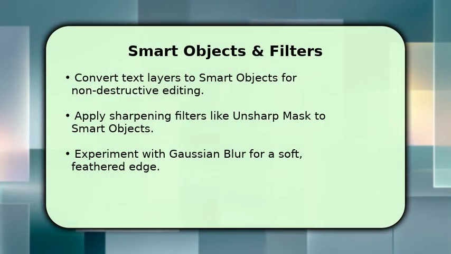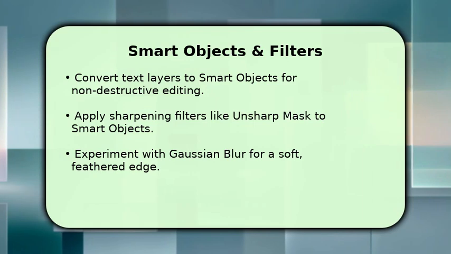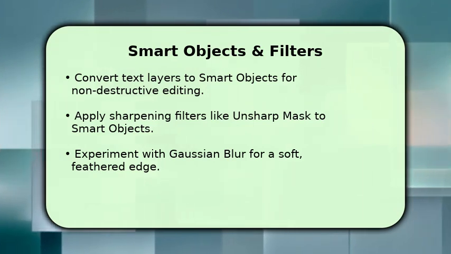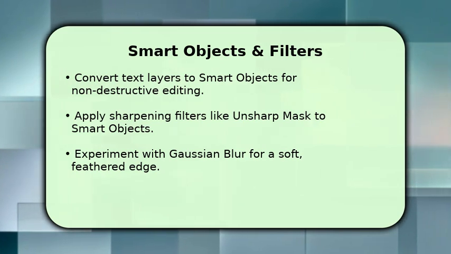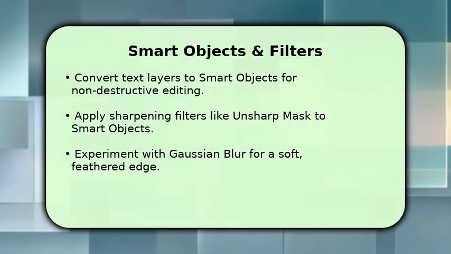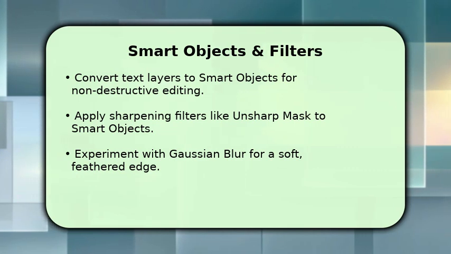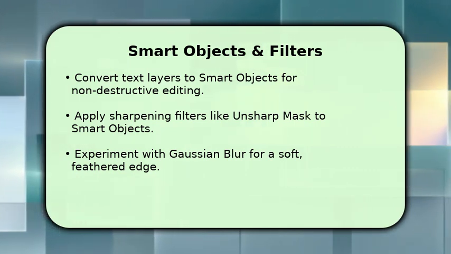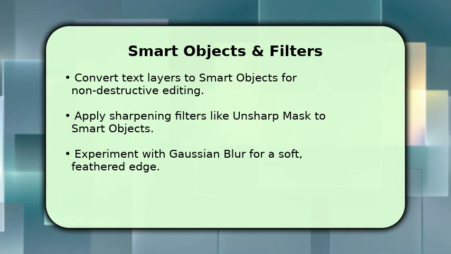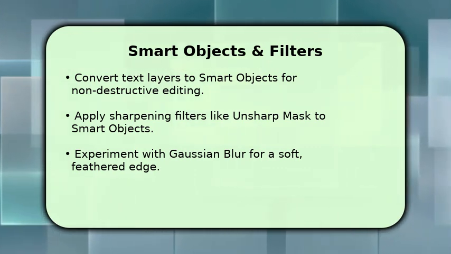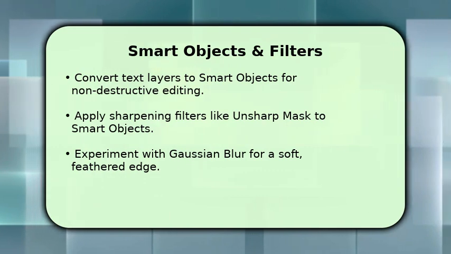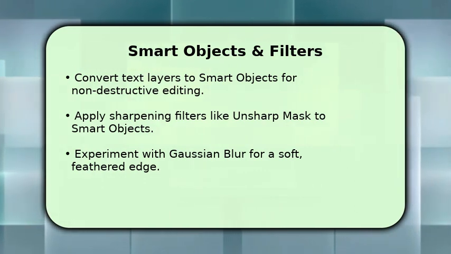To maintain flexibility, convert your text layers into smart objects. This allows for non-destructive editing, meaning you can always go back and adjust your text. With your text as a smart object, you can apply sharpening filters like Unsharp Mask. Start with a small radius, perhaps 0.5 pixels, and a threshold of 0. You can also experiment with a very slight Gaussian blur, around 0.3 pixels to soften harsh edges.